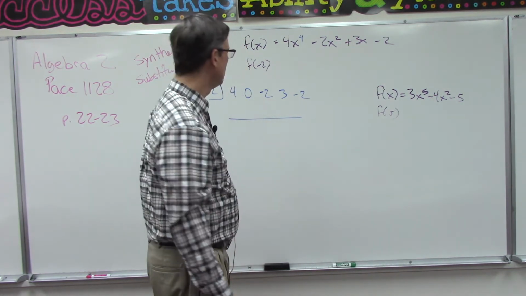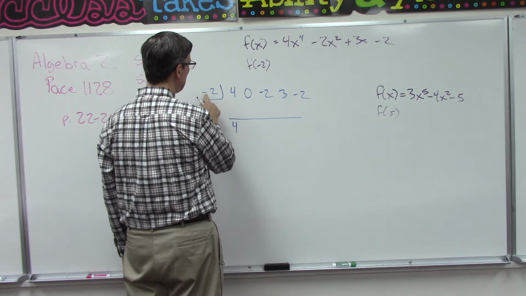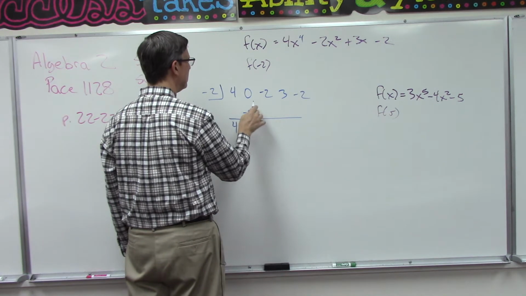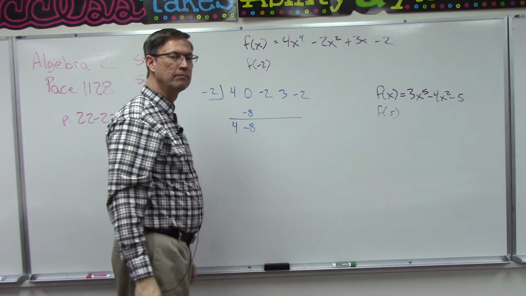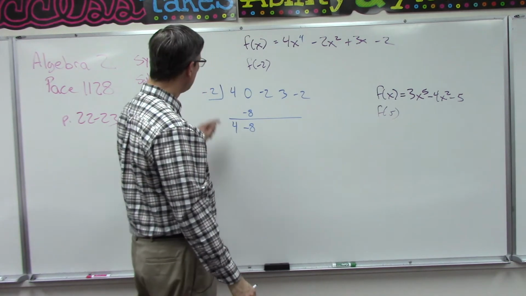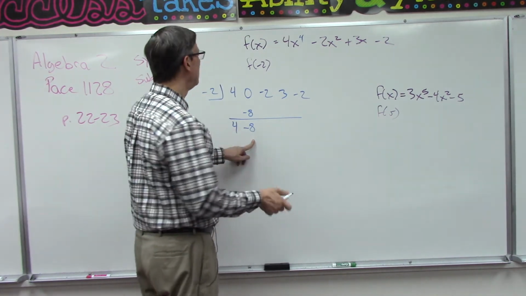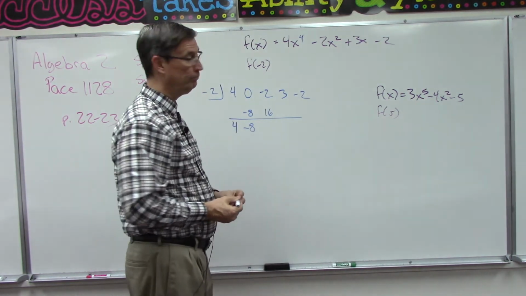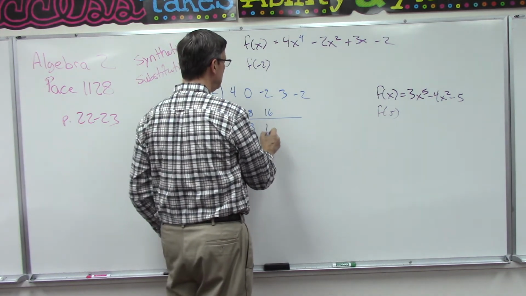All right, and here's where the magic starts. I just bring the 4 straight down. Multiply -2 times 4, and I get -8. Add this column, and I get -8. Okay, are you with me? Now we're going to take -2 times -8. Negative times negative is a positive, and that gives me positive 16. Add this column, -2 plus 16 is 14.